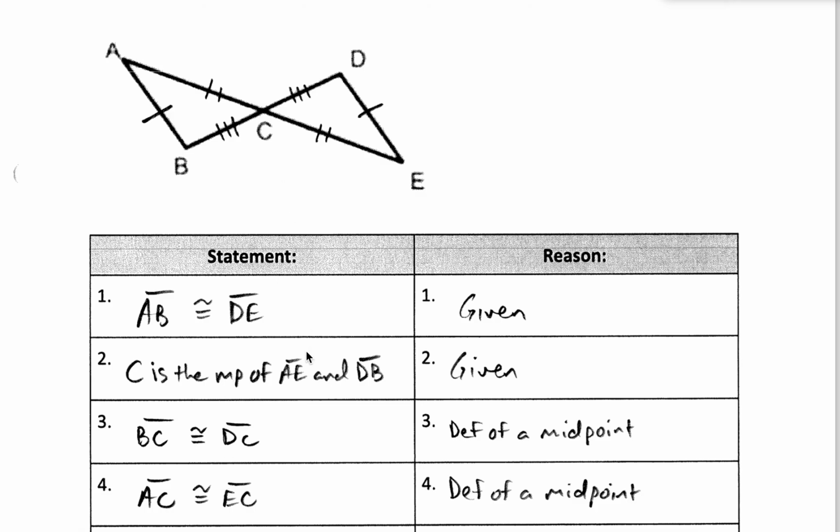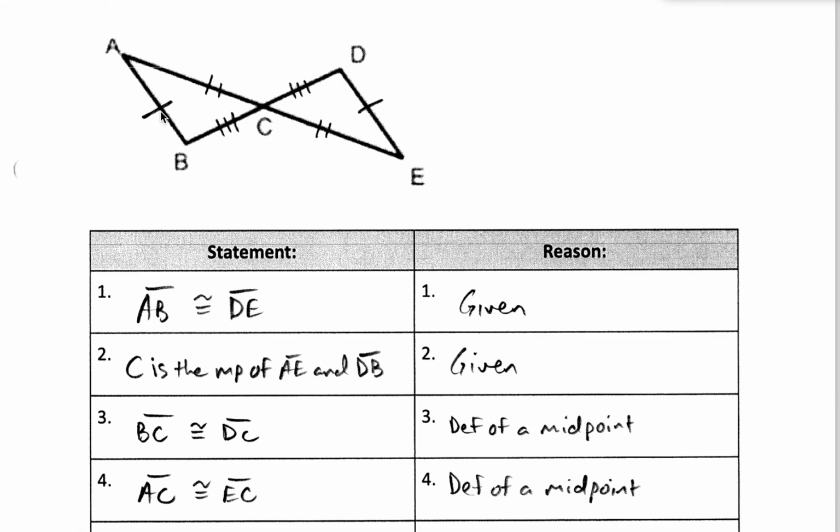It told us that it was also the midpoint of DB. So in segment DB, that's also split into two equal halves. So we know that BC and DC are also congruent segments. It doesn't matter which statement you say, number 3 or number 4, as long as they are both underneath statement 2, we'll be okay.